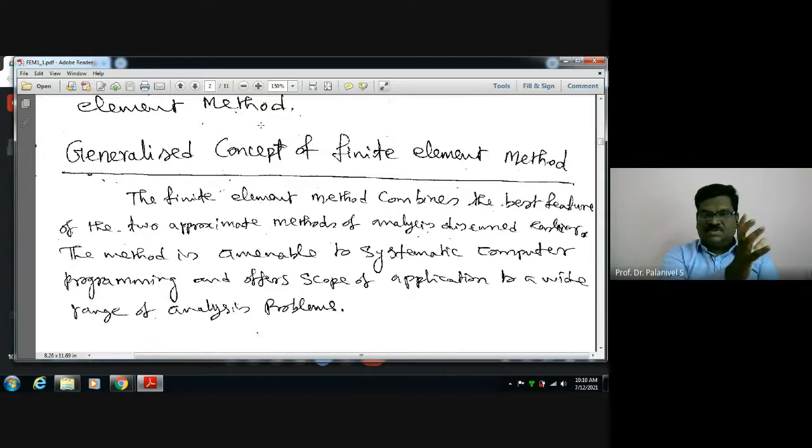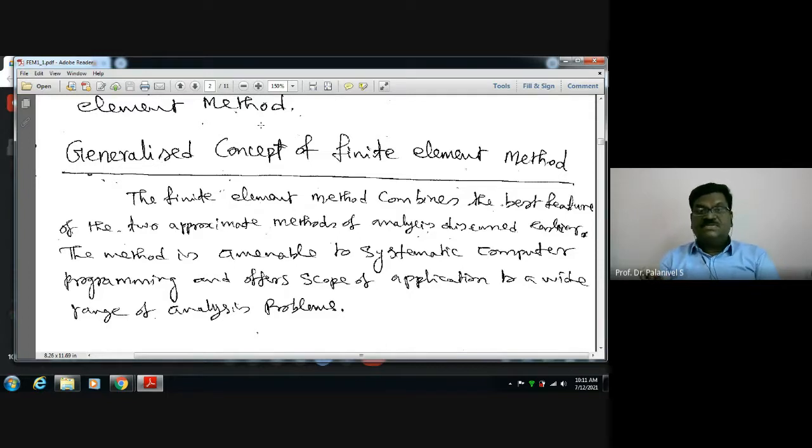Actually, which concept did we use in the finite difference method? The concept of discretization of the continuum. That is the main concept in the finite difference method. That is well exploited and utilized in the finite element method. Similarly, the concept of choosing a trial function from Rayleigh's method is well exploited and used in the finite element method. Keep that in mind.